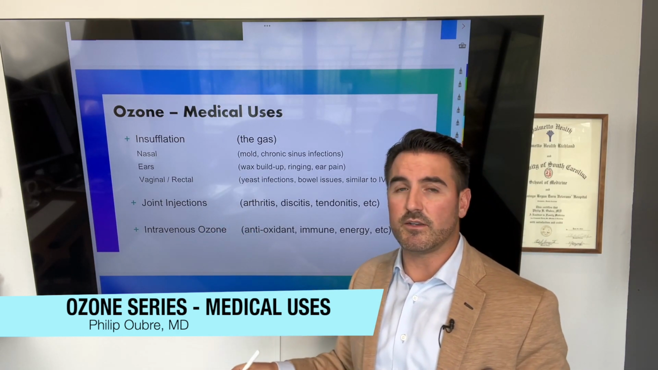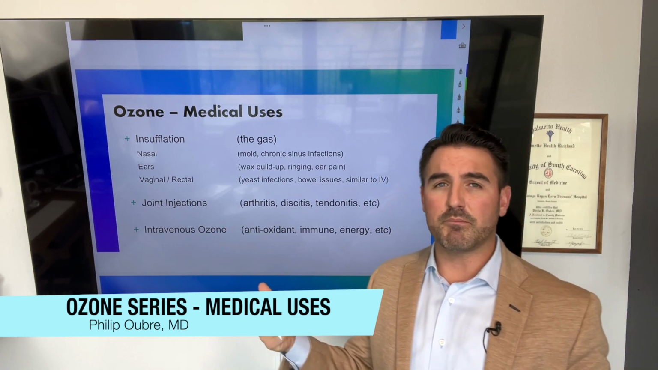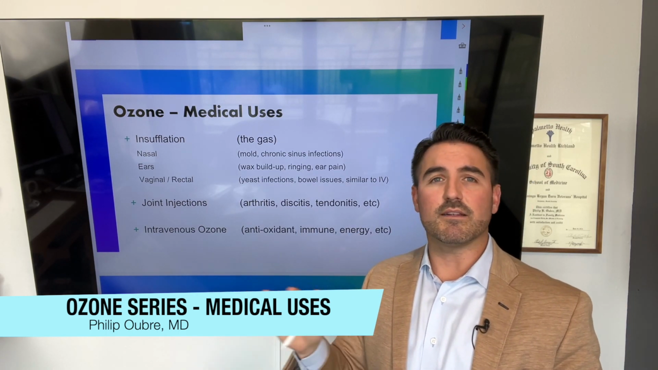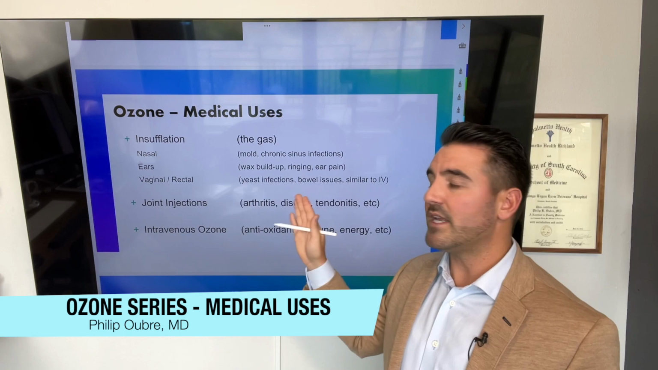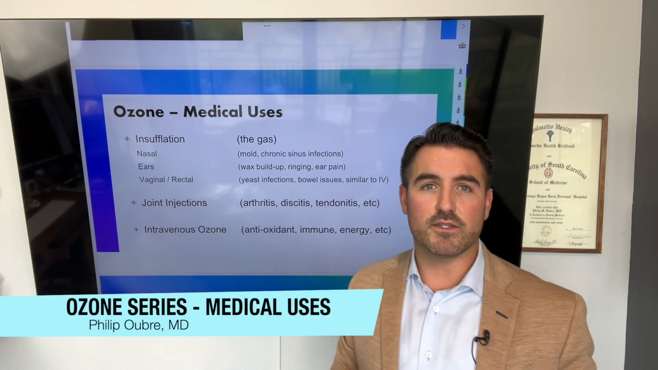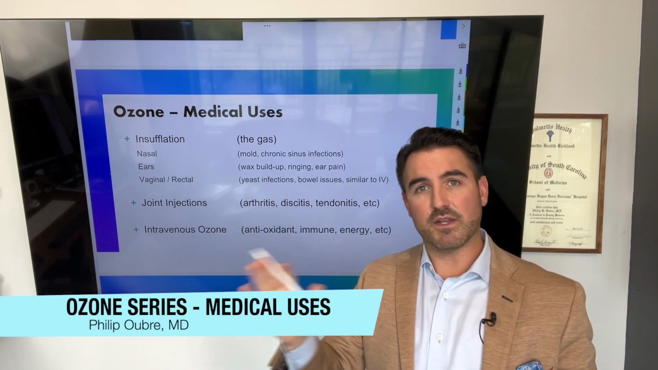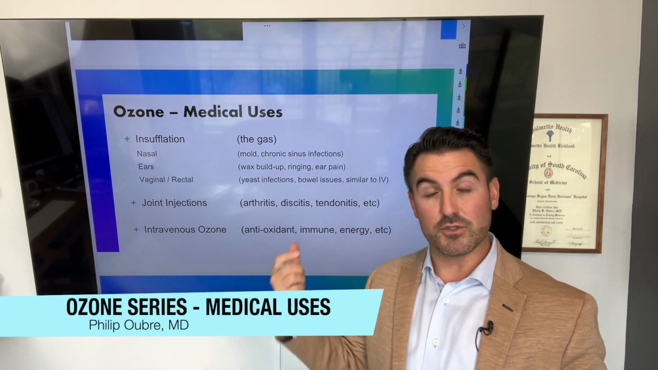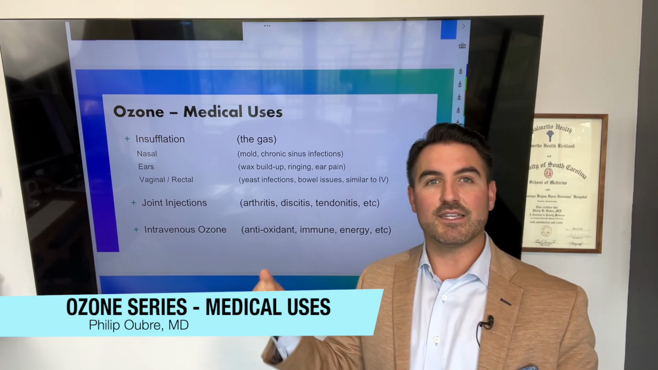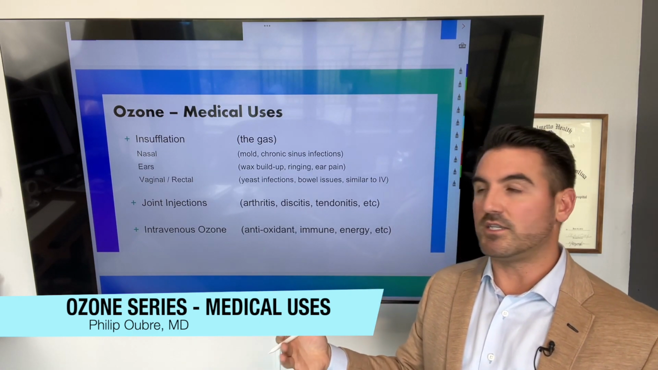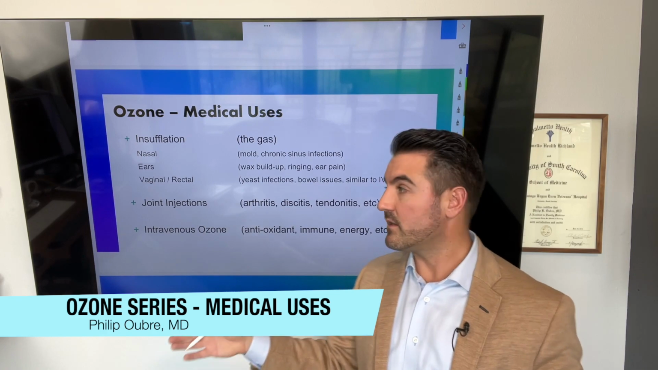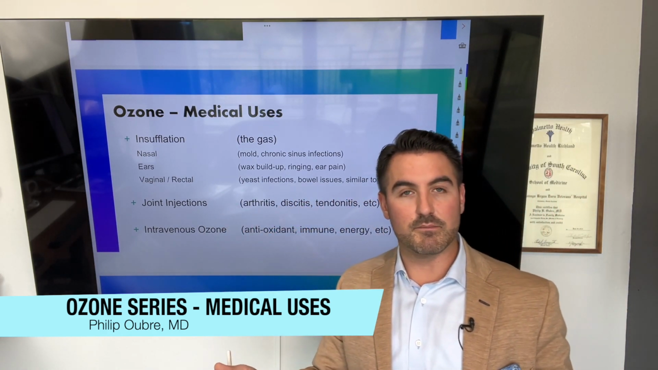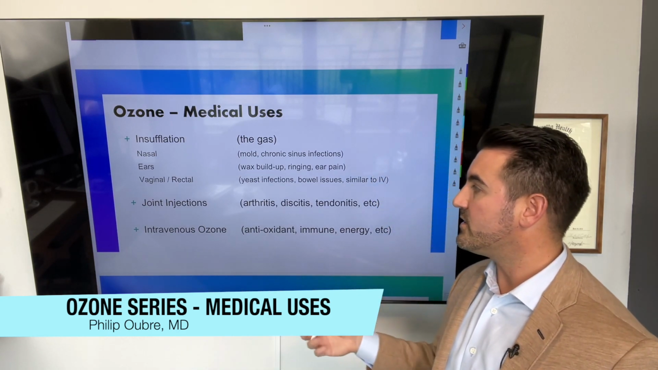I put joint injections here, but it doesn't matter if it's arthritis, chronic back pain, disc issues, tendonitis, or any kind of ligament strains, anything like that, you can actually inject ozone, the gas, directly into those tissues. As a medical doctor, we've never injected air into people, so when I first started doing ozone injections, it was a little unusual injecting air into people. But this is a gas that's readily used by the body and it's not dangerous when given correctly. In joints, it can help with arthritis, discitis, tendonitis, anything-itis in the body. Ozone injections can help, and it's cheap and effective.